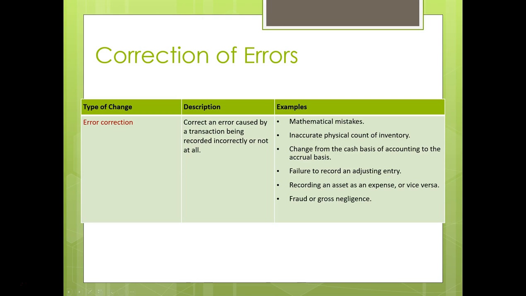Now, another is, what happens if we have a mistake? This is a correction, an error caused by a transaction being recorded incorrectly or not at all. Could be because of the mathematics, maybe you just put something in the wrong period, something was expensed or capitalized when it shouldn't be, and of course worse is there's fraud or somebody just didn't know what they were doing.